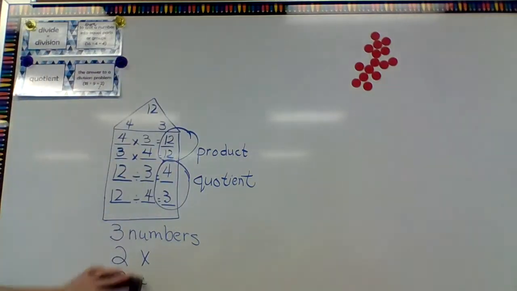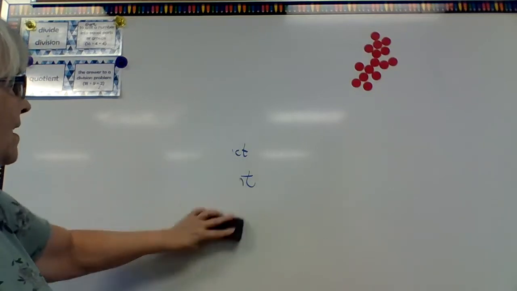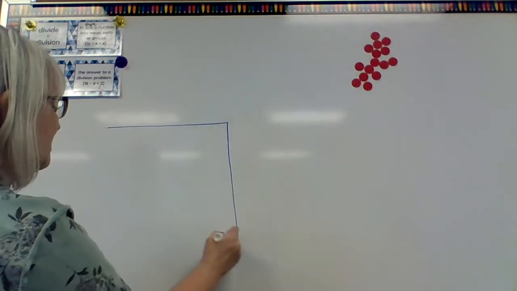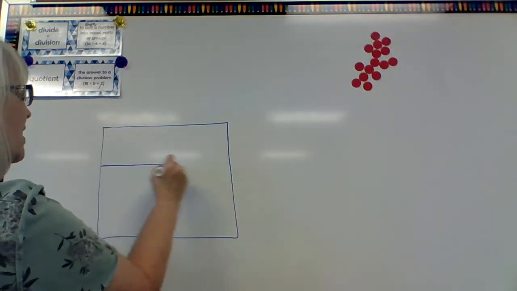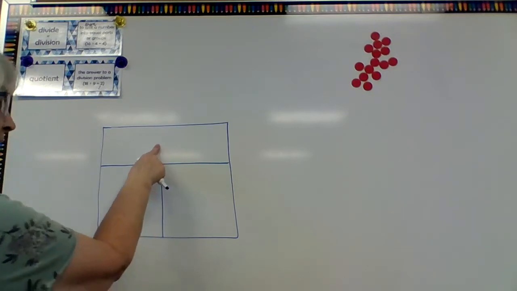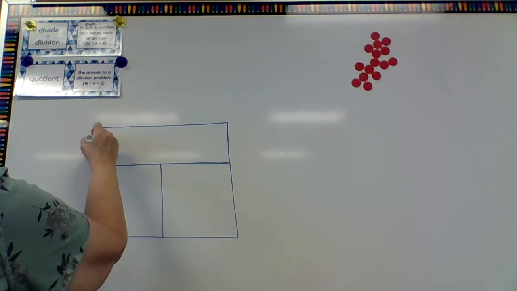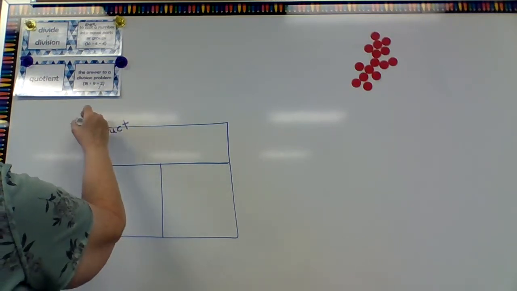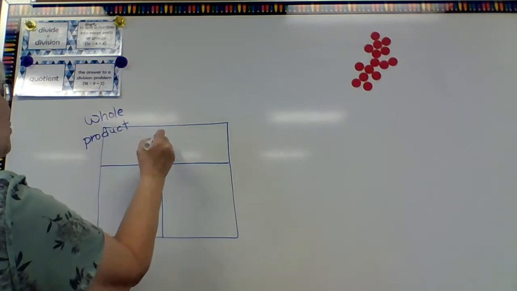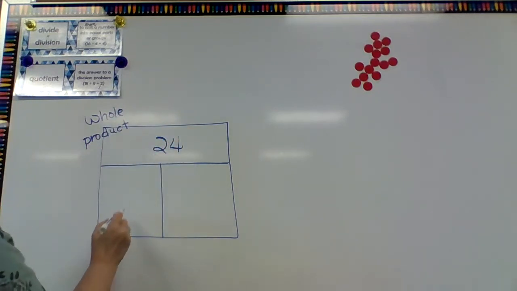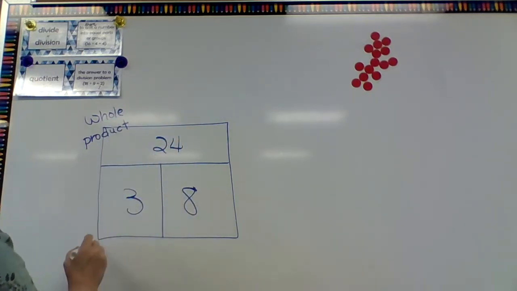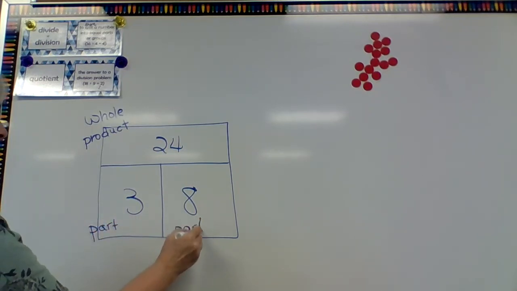Now the other thing to think about with multiplication and division is something we also did with addition and subtraction, and that's a part-part whole chart. The answer, the whole, in multiplication is called the product. So this is the whole. Let's say the whole is 24. These are the parts, and the parts in multiplication are called factors.